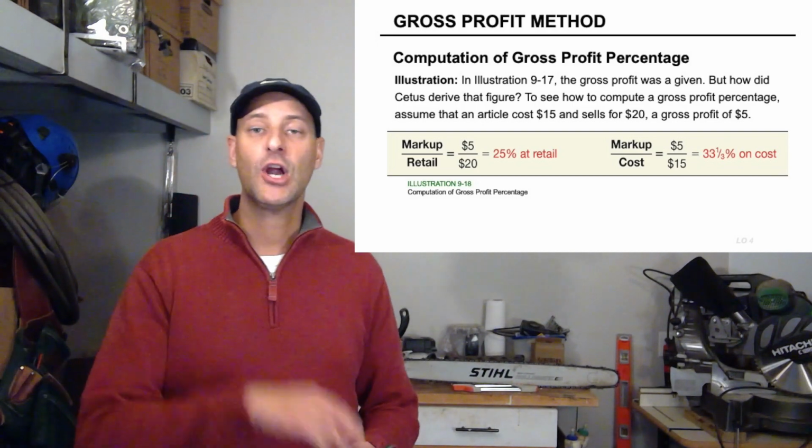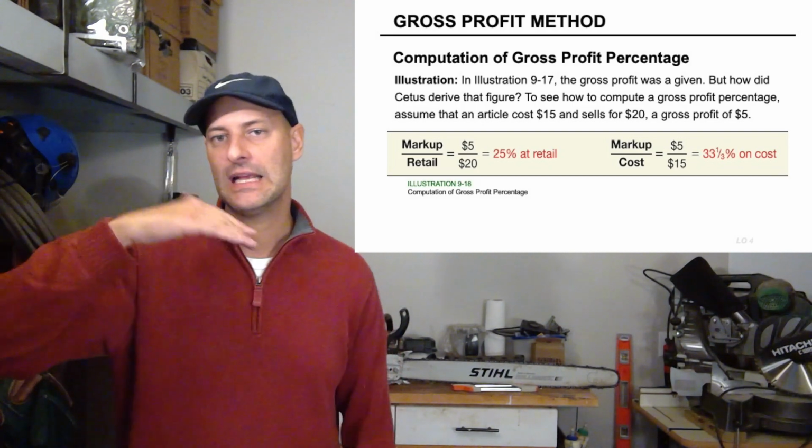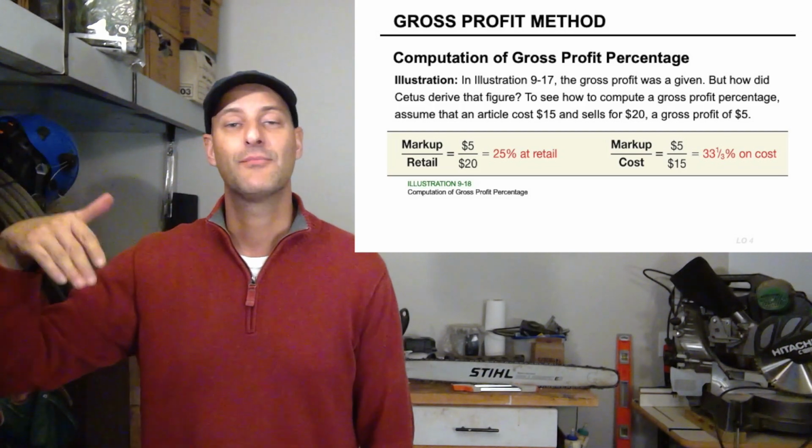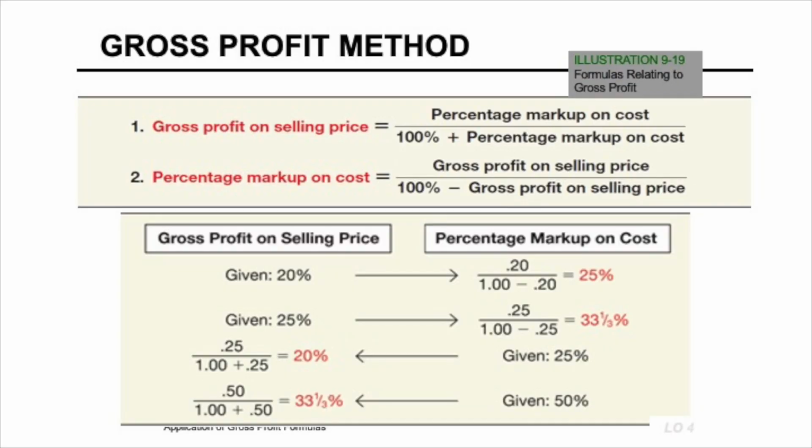Now, the markup on cost is different. We're taking cost of 15 and going up $5. That's 33% or 33.33% markup. So how do we convert between the two? First of all, gross profit on selling price is going to be the percentage markup on cost divided by 100% plus the percentage markup on cost. So the percent markup on cost divided by 1 plus the percent markup on cost. That was the first one, gross profit on selling price.